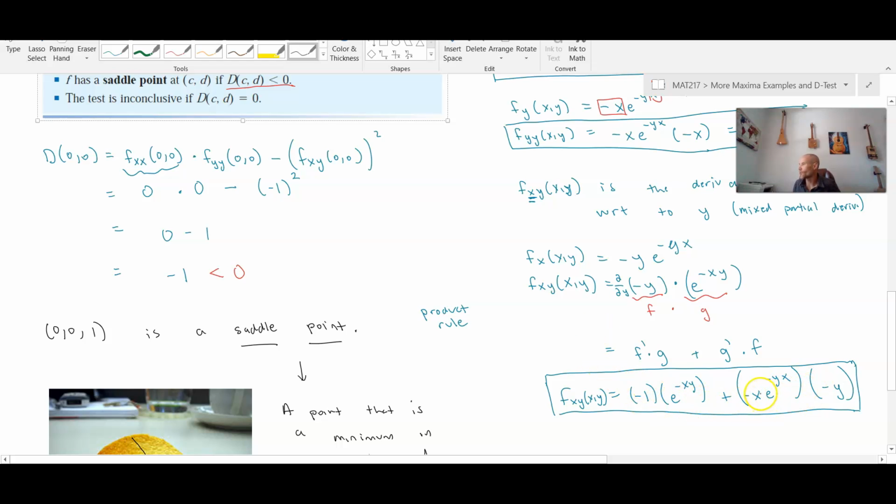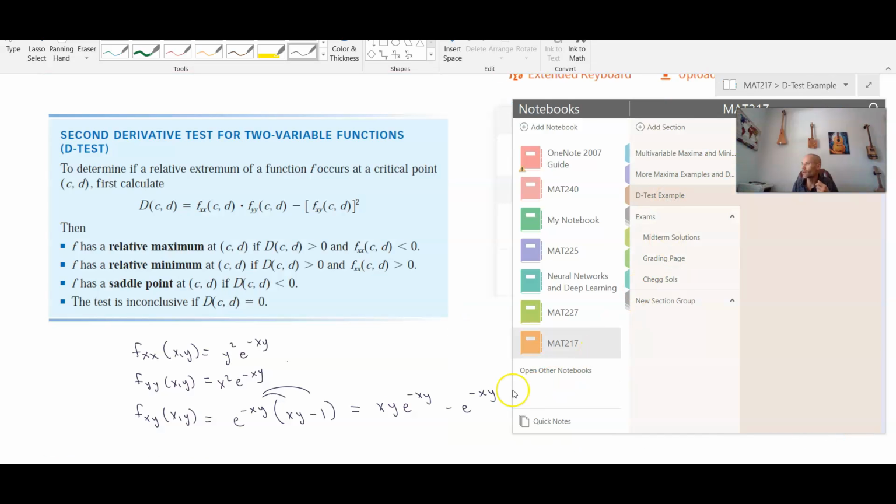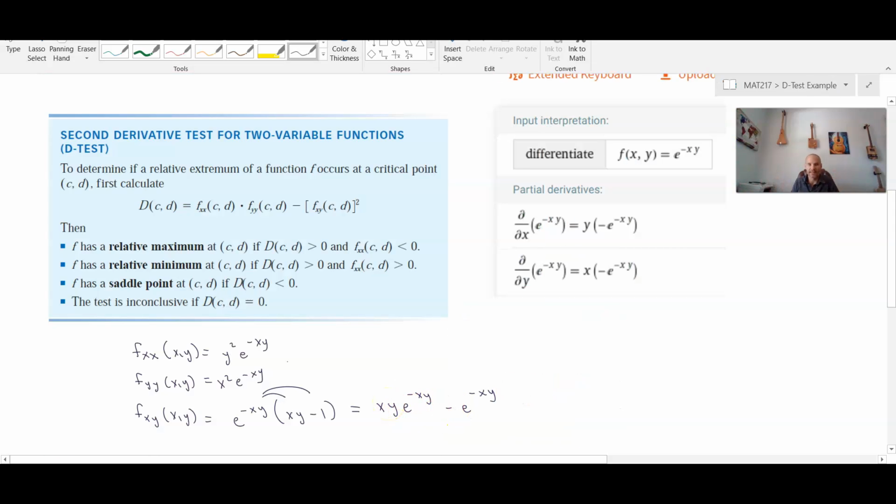Well, in this second term, we have negative x times negative y. These are three things being multiplied together. And when you multiply three things together, it doesn't matter what order they're multiplied in, by the commutative property. Negative x times negative y is just xy. The negative 1 times negative 1 is positive 1. And then this term gives us minus e to the negative xy. And if you look at what this gave us, it's exactly the same answer. It's just in a more compact form.